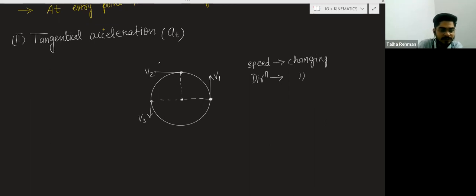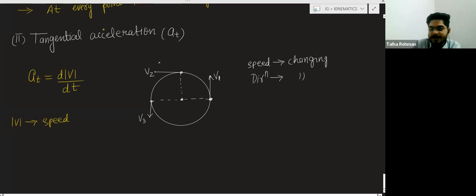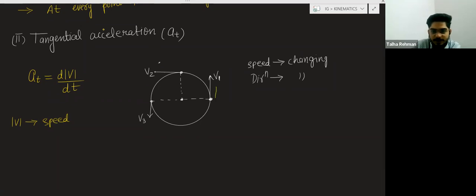This tangential acceleration is given by dv by dt. What is v? Speed, and speed is also known as the magnitude of velocity. The direction of this tangential acceleration will be towards the direction of the velocity. At this point tangential acceleration is in this direction, at this point in this direction, and at this point in this direction.